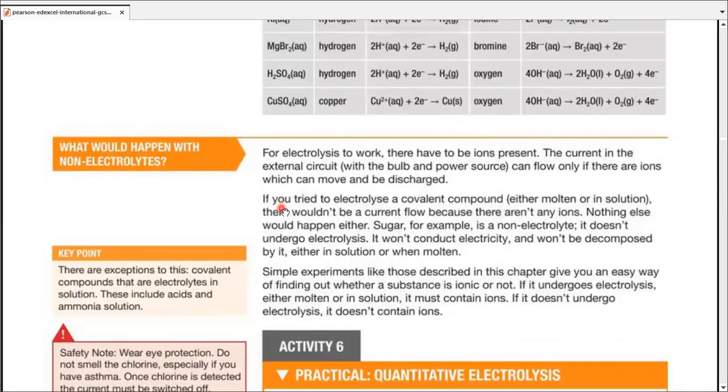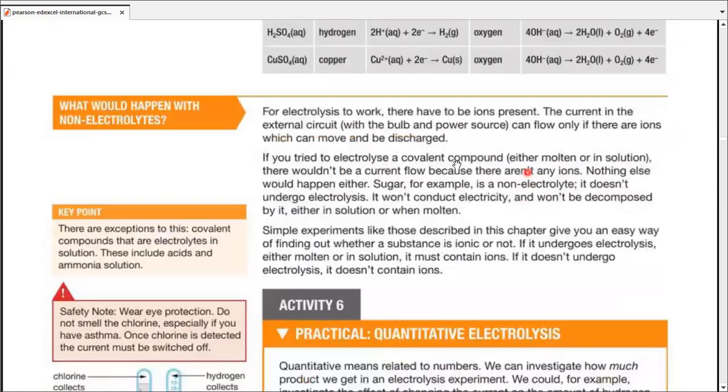What would happen with non-electrolytes? For electrolysis to work, there have to be some ions present so that they can flow through the system and the circuit is complete and the current passes on and we are able to perform the electrolysis.